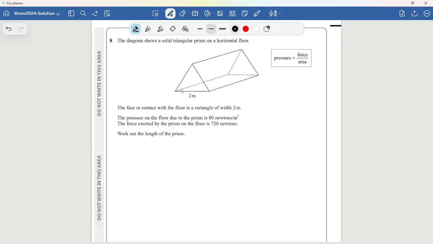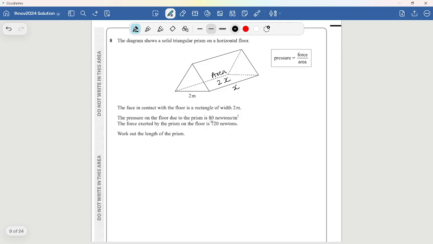So this face, which looks like a rectangle, is in contact with the floor and has dimensions of 2 meters width and a length of unknown value. So let that length be x. The area of this rectangular face will be length times width, which is 2x.